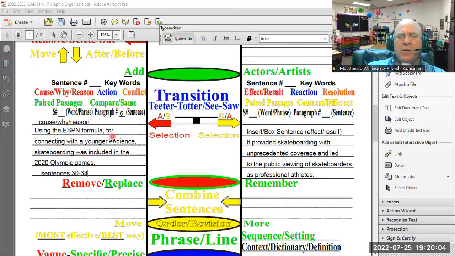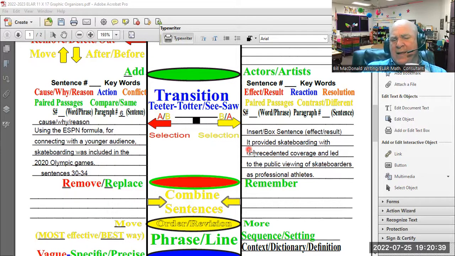So let's take a look at the answer that we chose, letter C, and here's our insert. I told you it was an effect, it was a result because you could see the keywords. And so I would already place it inside the effect column of the teeter-totter relationship, the totter of the teeter-totter, the saw of the seesaw. So it said it provided skateboarding with unprecedented coverage and led to the public viewing of skateboarders as professional athletes.